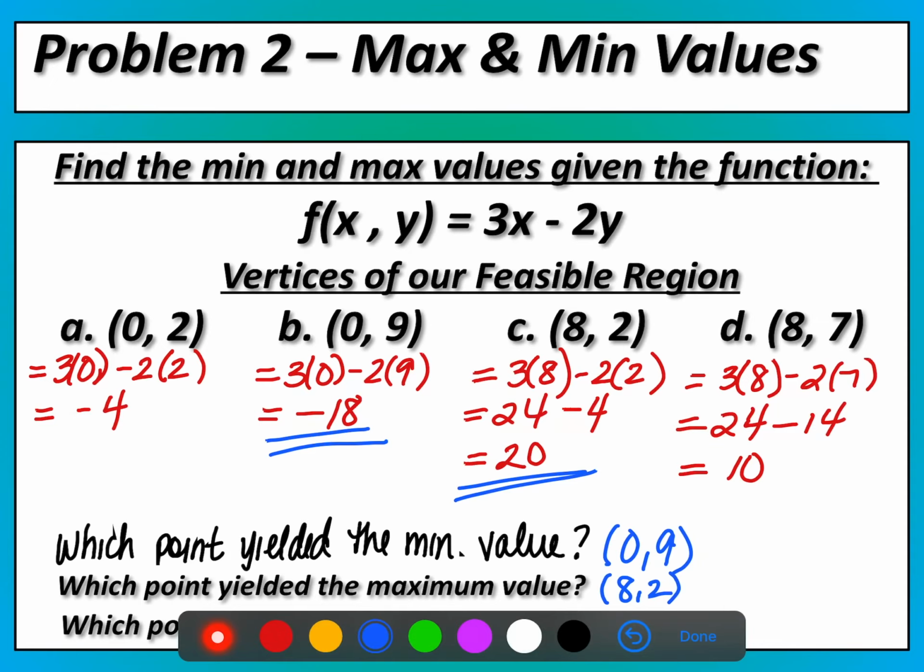Okay, so remember, we give the ordered pair and not the value, because 20 doesn't tell me any information about the problem. If this had been a word problem, your variables x and y would have been assigned to actual quantities. So listing 20 doesn't tell me that there were 8 of something and 2 of another, depending on what your x and y variables are.